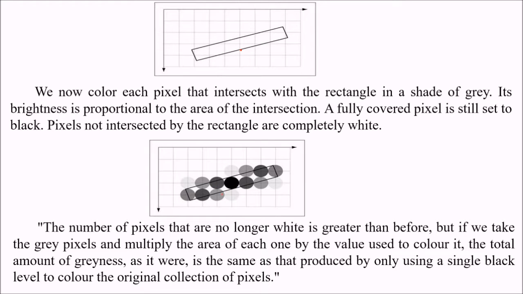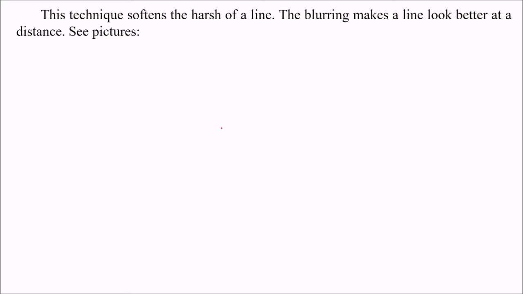The number of pixels that are no longer white is greater than before, but we take the gray levels and multiply the area of each one by the value used to color it. The total amount of grayness, as it were, is the same as that produced by using one single black level to color the original collection of pixels. This technique softens the harshness of a line. The blurring makes a line look better at a distance.